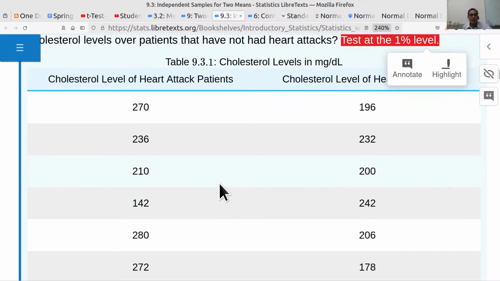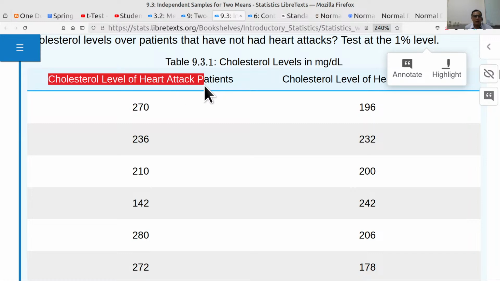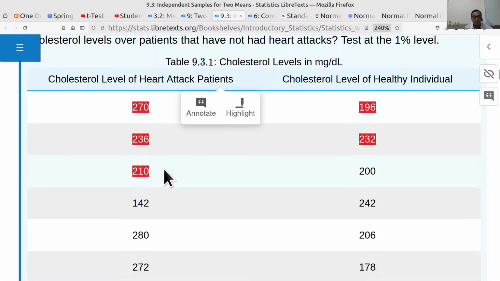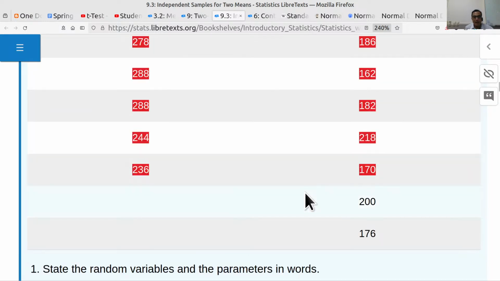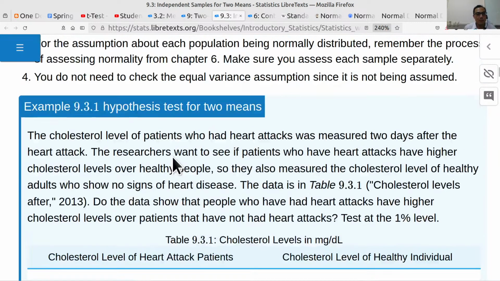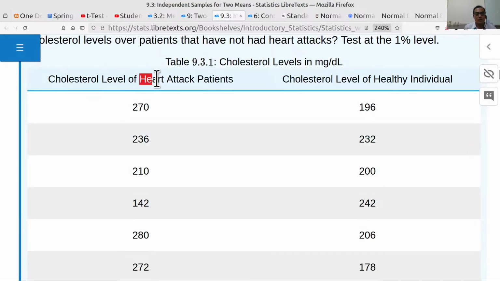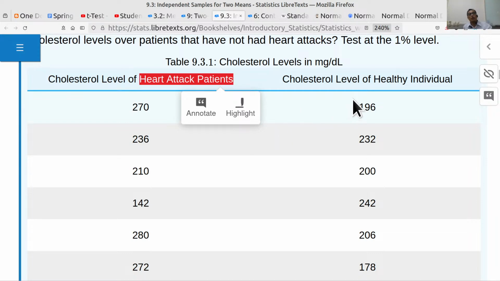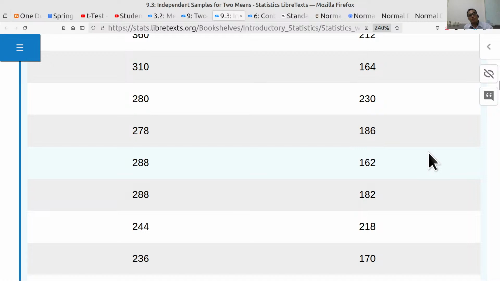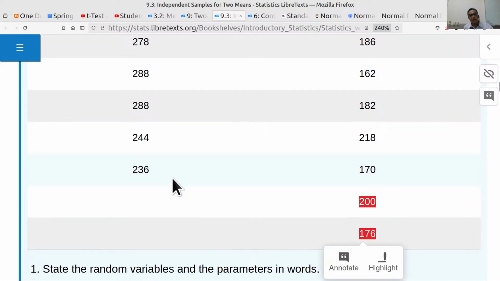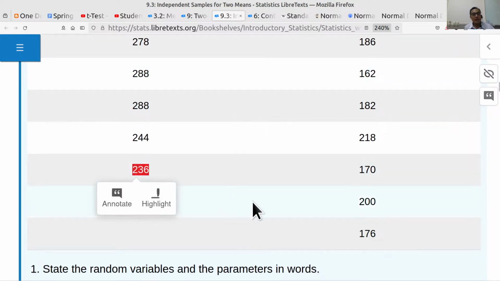Okay, and now we can take a look at the cholesterol levels of heart attack patients here. I don't know how many patients are in the first group, because here is the cholesterol level of heart attack patients, and group 2 is healthy individuals, healthy adults. I don't know the number, but it is 2 more than the patient group. Okay, now let me tell you how to do this.